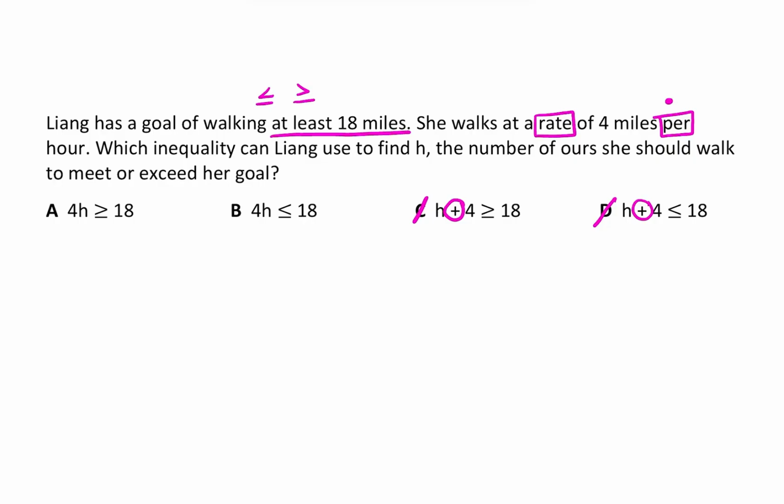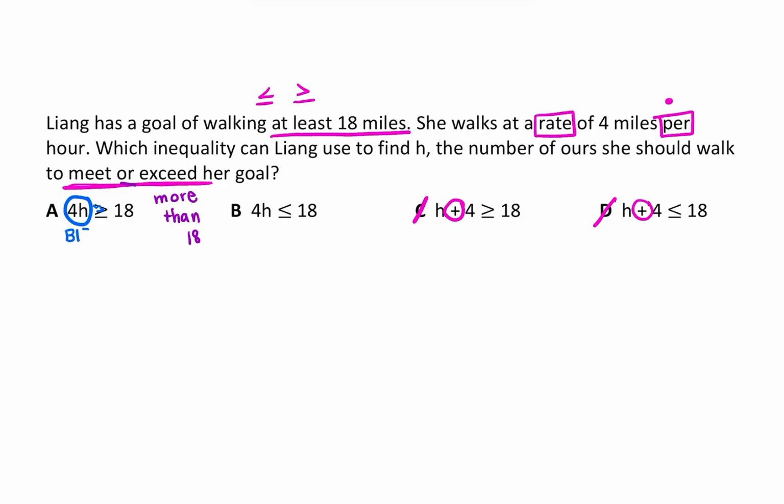Rate and per are both good multiply words. So which inequality can Liang use to find H, the number of hours she should walk to meet or exceed her goal? So we want to either get to 18 or we want more than 18. So that right there, we want more than 18 or equal.